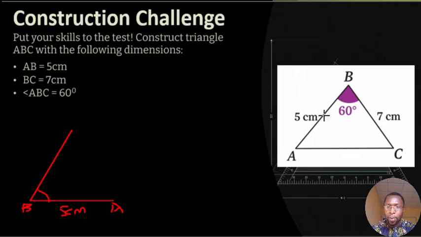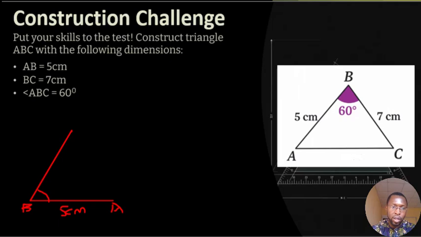Now remember that BC here is 7 centimeters. So by the time we get our ruler, this place should be BC, this B, so the other edge should be C. Now since BC is 7 centimeters, we need to measure 7 centimeters.